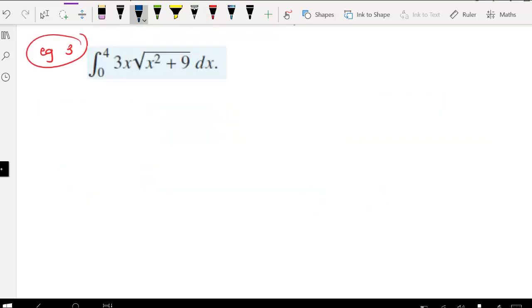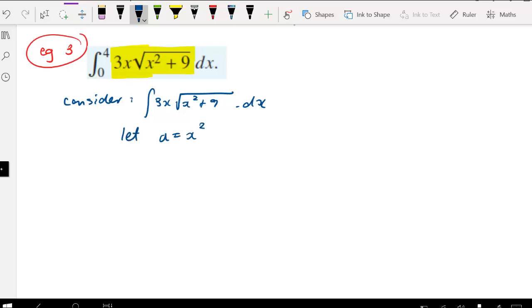So if we look at the following example, when we focus on the integral, we'll notice that the integral is clearly an integral by substitution question. So let's just first consider, without the given boundaries, the integral of 3x square root of x squared plus 9 with respect to x. Now we should be able to see the derivative relationship between x squared plus 9 and 3x. So we should be able to say let u equal x squared plus 9.